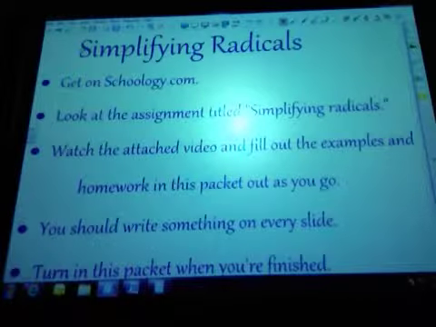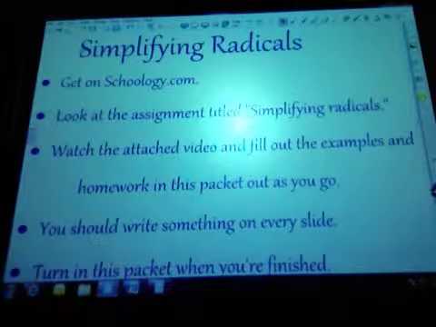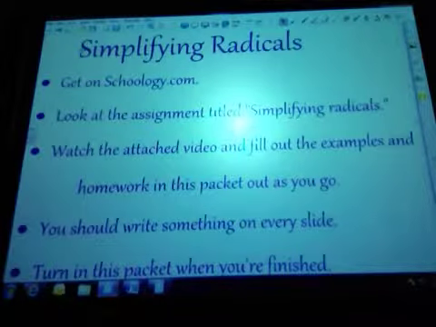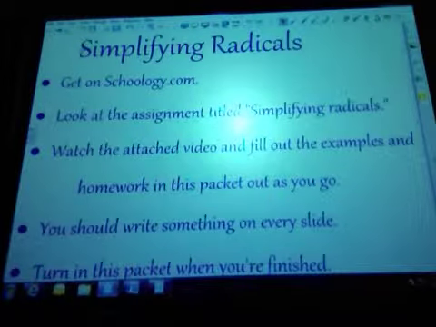Today we're going to talk about simplifying radicals. Since I'm gone, there are some specific steps that you need to do. Get on Schoology, look at the assignment titled Simplifying Radicals, watch the attached video, and fill out the examples and homework in this packet as you go.